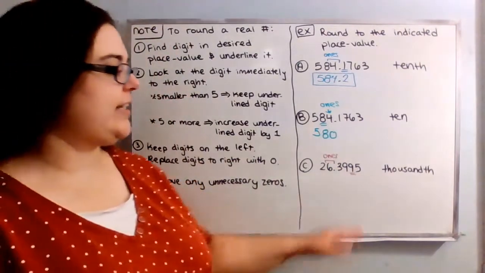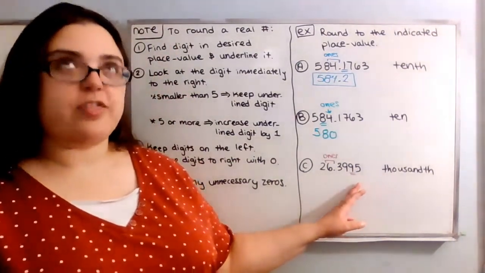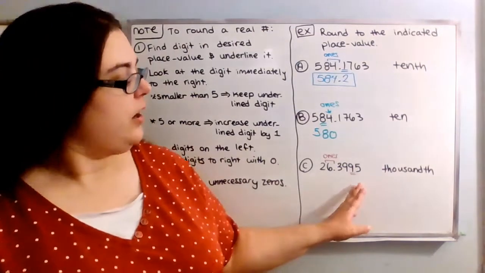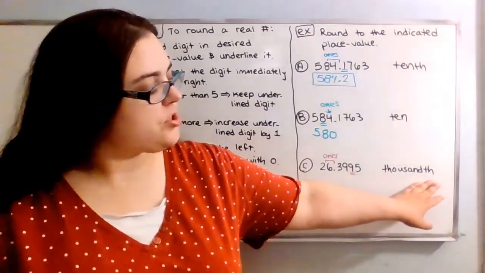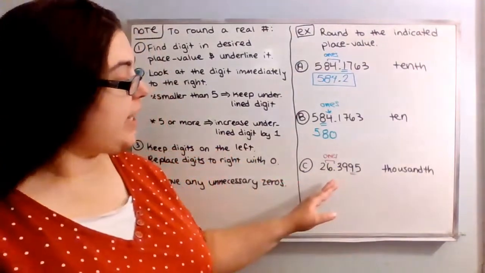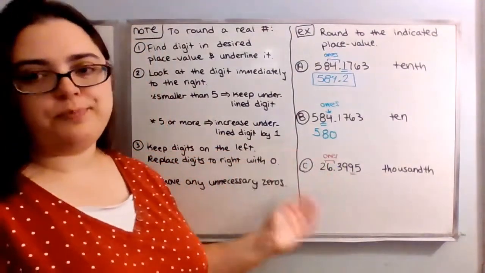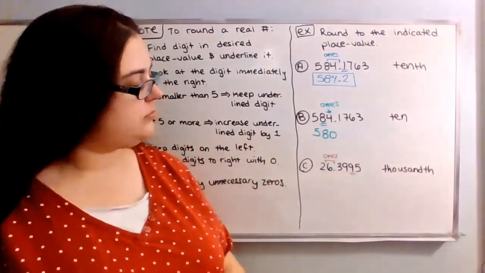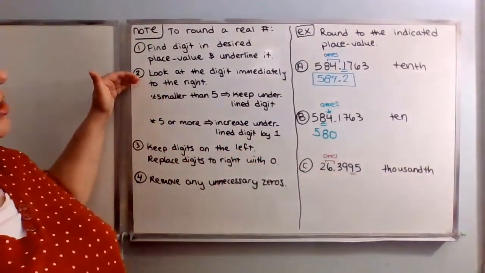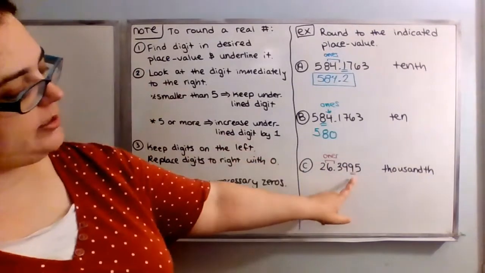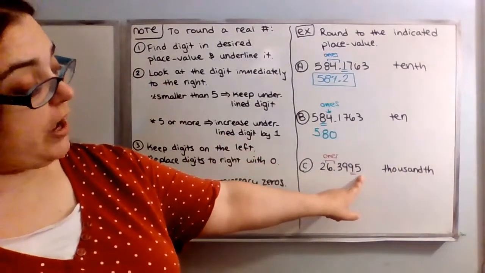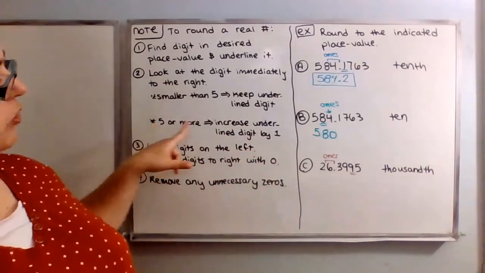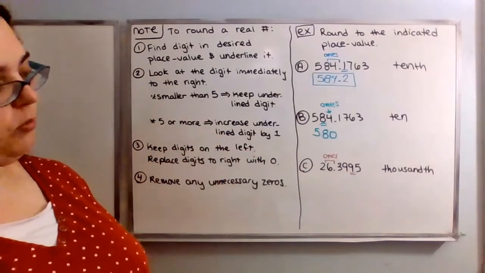So this 9 is in the 1,000ths or the thousandths place. I'm being careful here because we had a TH. If there was no TH, the thousand, then that would be on the left somewhere. So be careful with whether there's a TH or not. Then we're going to look at the digit immediately to the right. So immediately to the right of this underlined 9 is a 5.